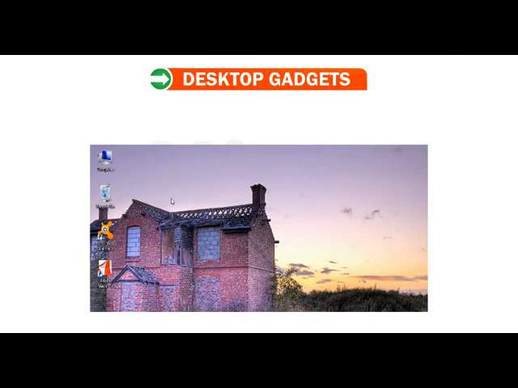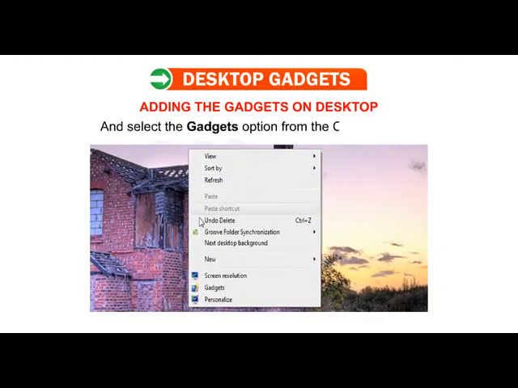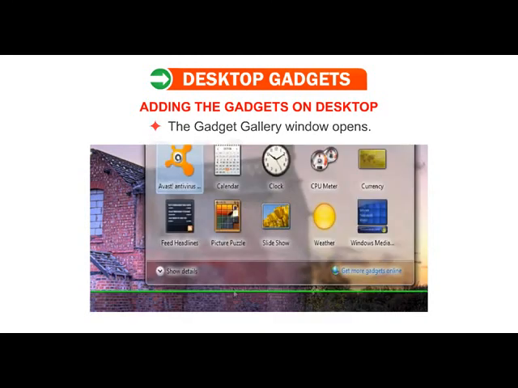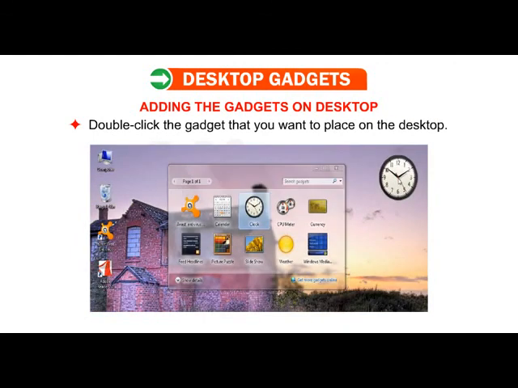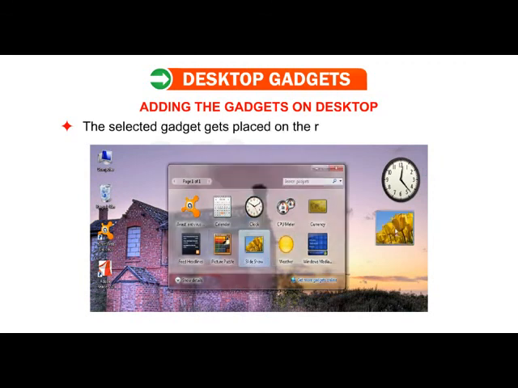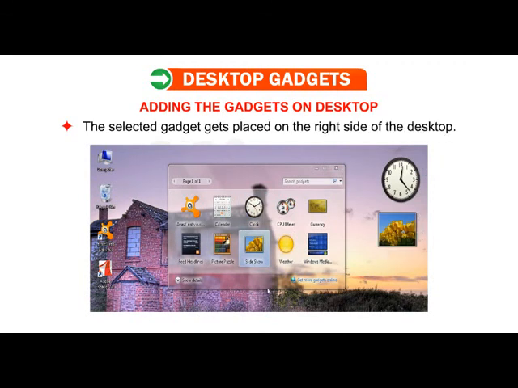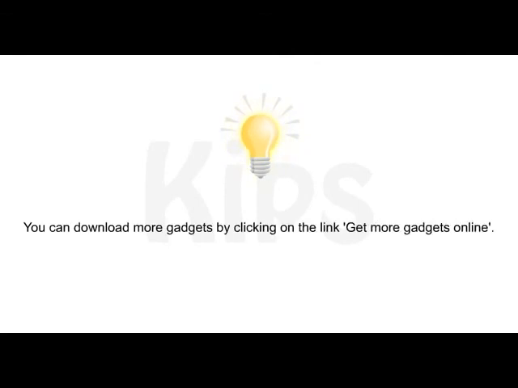Okay, now we will learn how to add gadgets on the desktop. Right-click on the blank area of the desktop and select the Gadgets option from the context menu. The Gadget Gallery window opens. Double-click on the gadget that you want to place on the desktop. The selected gadget gets placed on the right side of the desktop. Students, note that you can download more gadgets by clicking on the link Get More Gadgets Online.